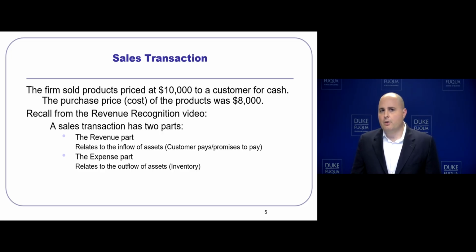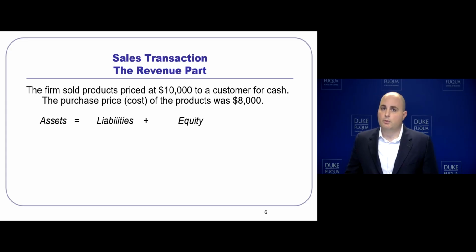Let's go back and recall from the revenue recognition video that a sales transaction has two distinct parts. The first part is a revenue. Under the revenue part, this relates to an inflow of assets from which the customer has either paid us in cash or promises to pay us later. The expense part relates to the outflow of assets, generally the inventory.